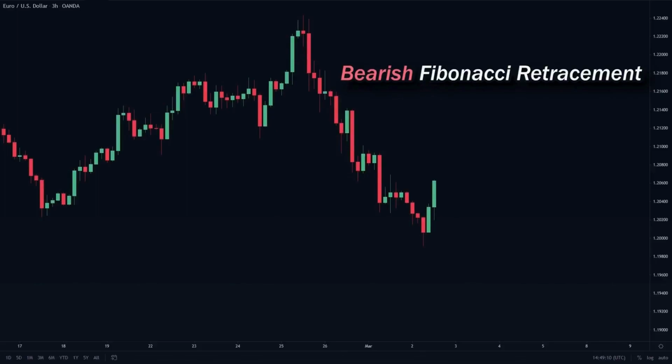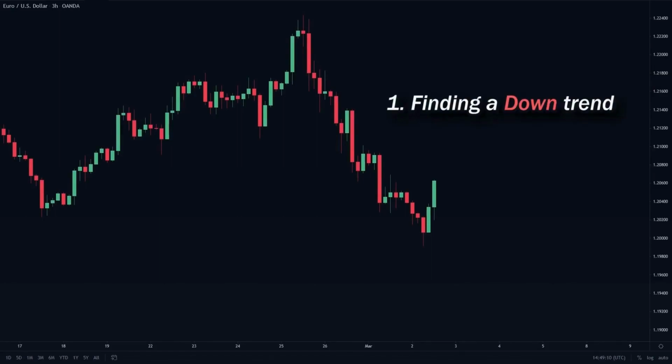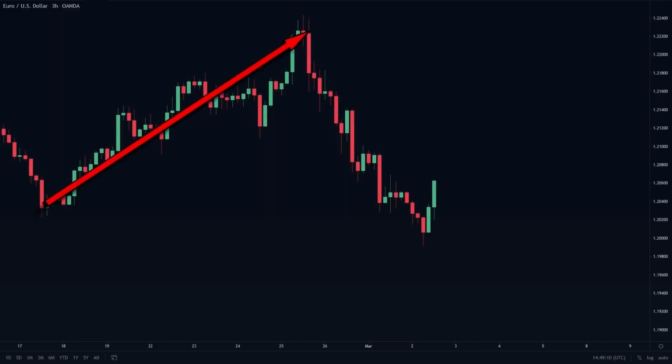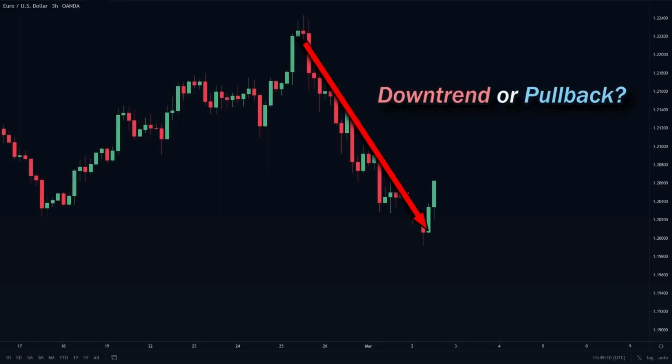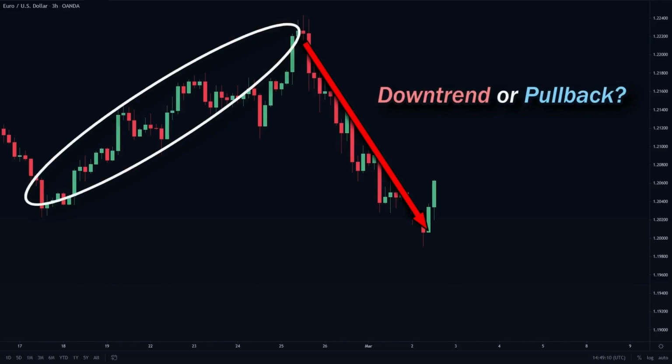Now let's look at an example of what a bearish Fibonacci retracement looks like. So again, since it's bearish, the first step is finding a downtrend, and in this chart we can see that the price moved downwards. Now here's where people tend to get confused. If you look to the right, you can actually see that the price moved upwards before going downwards, and so the question is, how do we know that this downwards movement is a downtrend itself and not just a pullback as part of this uptrend?